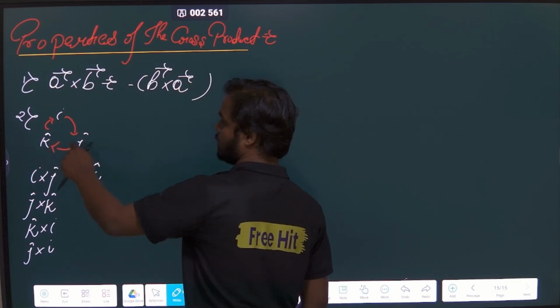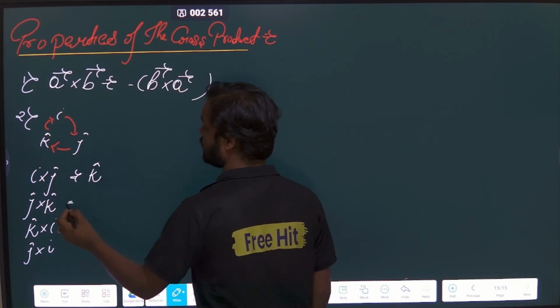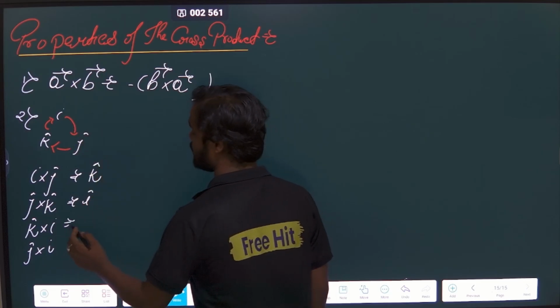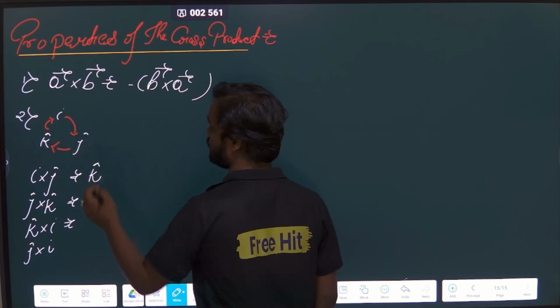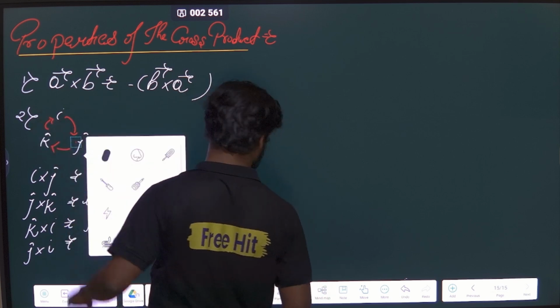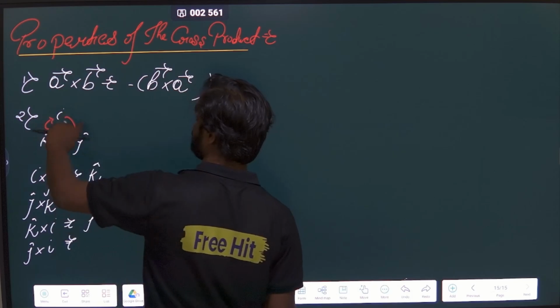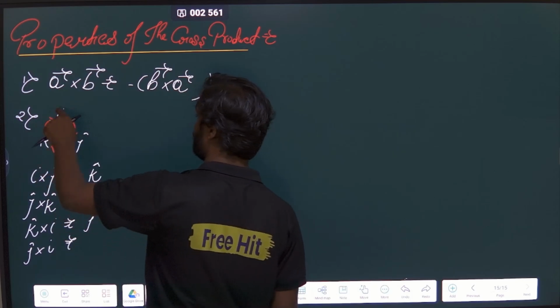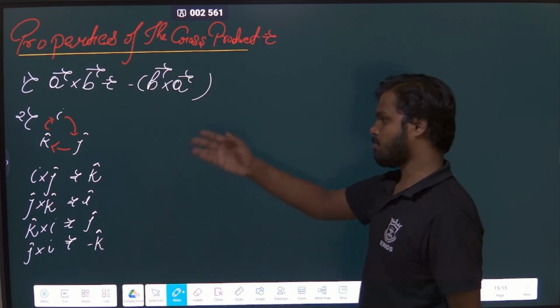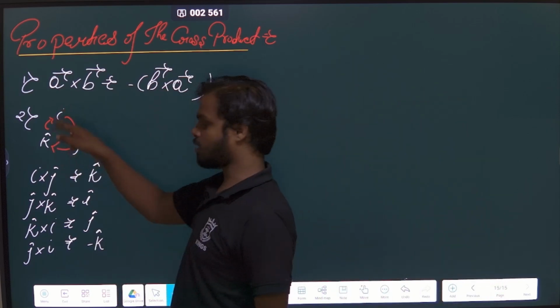Now here J to K, again with the same direction of arrow, so we will get the vector which is left, that is I. Here from K to I, same direction, so which is left is J, that is my answer. Now here J to I, that means we are moving opposite. The one which is left is K, but we are moving opposite, so the answer will be minus K. Okay, that is simple. Just remember this thing, so you can directly tell.